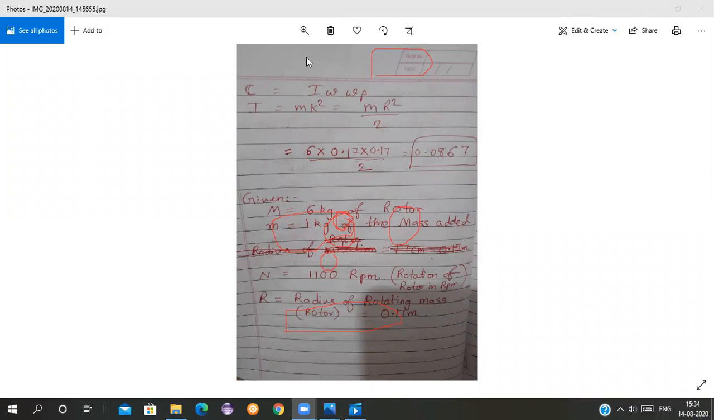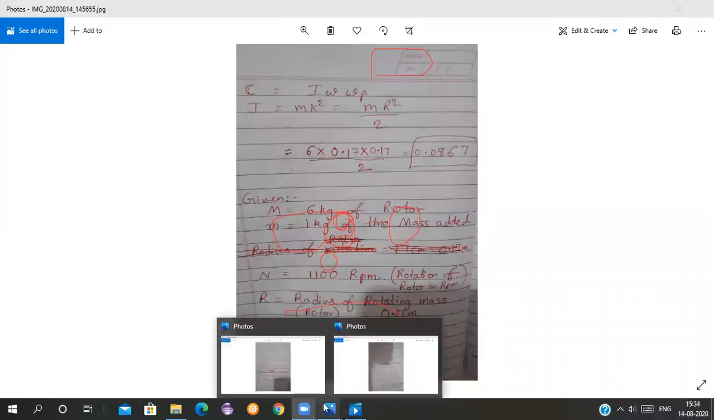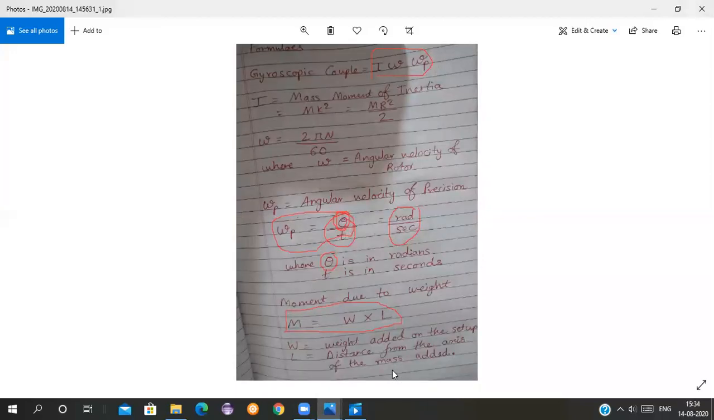1.045, okay, that is in Newton meter. Now you can verify that answer with the theoretical couple which is acting. The moment which is there due to the weight, you can verify with this: moment is W into L. This moment will also be in Newton meter, because we are getting the gyroscopic couple in Newton meter.